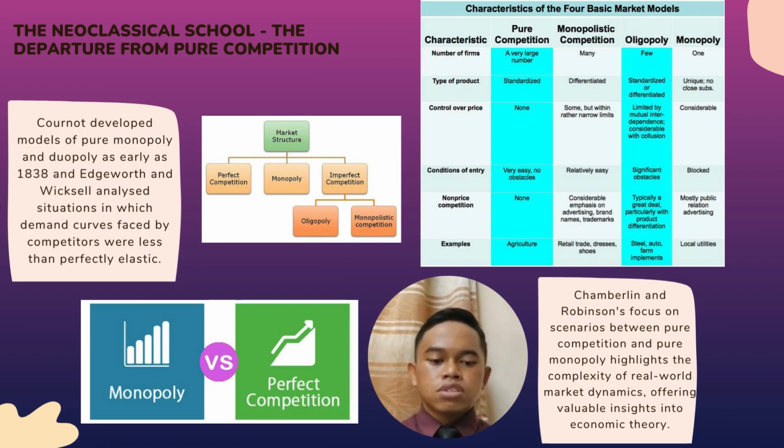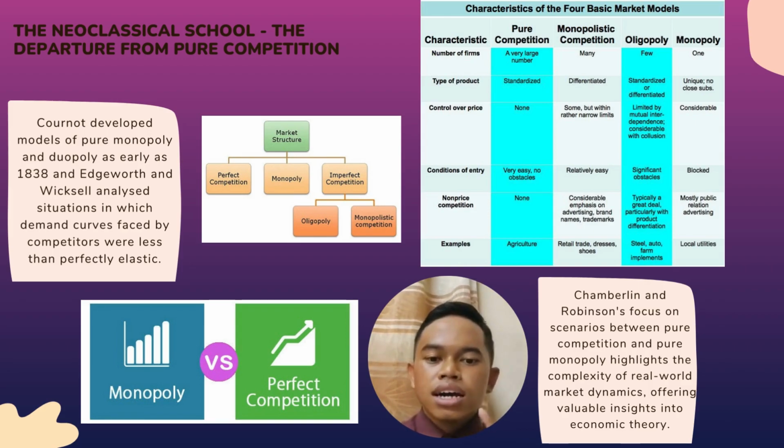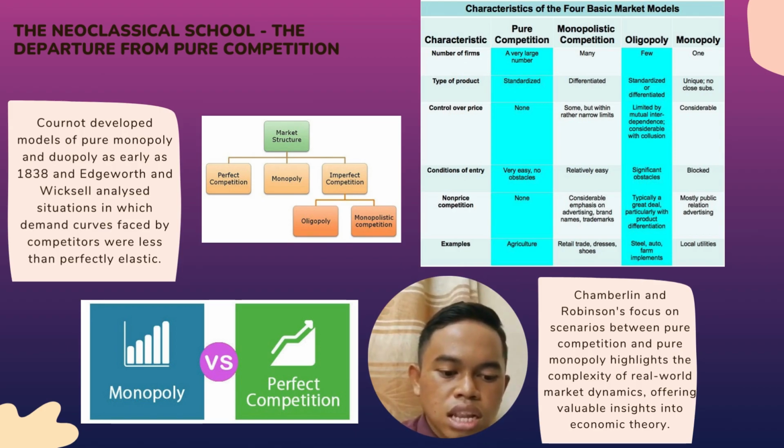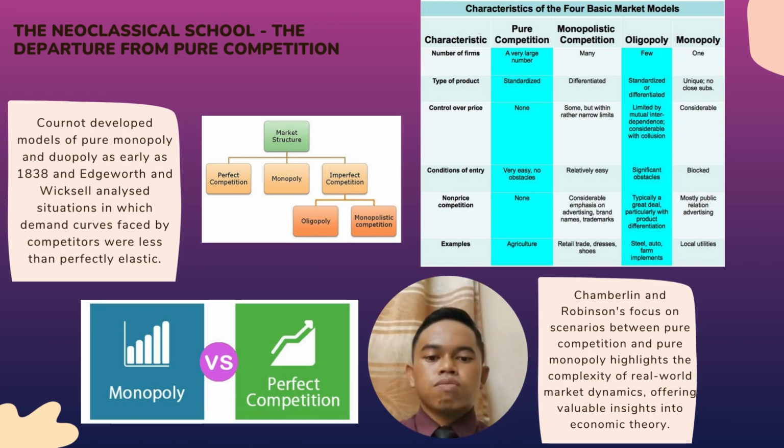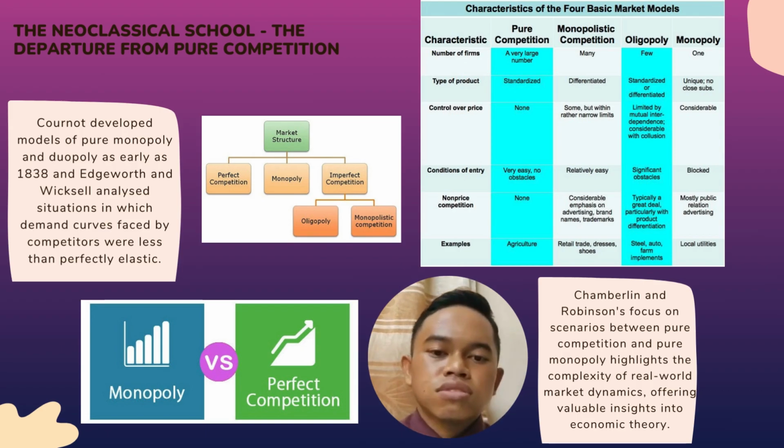So an example for pure competition is agriculture. Monopolistic competition is retail trade, dresses and shoes, like Puma and Adidas. For oligopoly, steel, autos and farm implements, which is more for cars and others. Monopoly is local utilities, like TNB and water. So in conclusion, Chamberlin and Robinson focus on the scenario between pure competition and pure monopoly, which highlights the complexity of real-world market dynamics, offering valuable insight into economic theory.